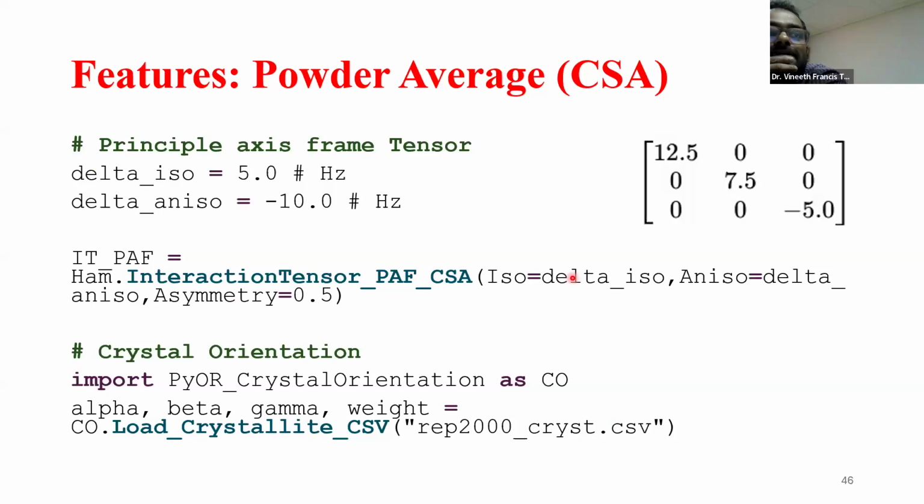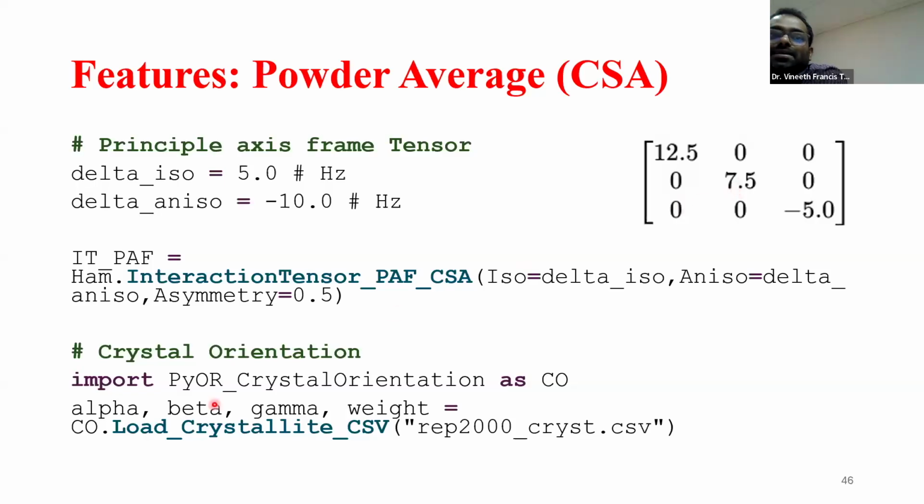Now, the final example: I also implemented solid state. It is still under testing. Though I implemented it, I want to see if there are any bugs inside. So this is an example of CSA powder averaging. Here you can use the function defined in the Hamiltonian class to create the principal axis frame CSA tensor. You define the isotropic, the anisotropic, and the symmetry, which will create the principal axis tensor. You can see its matrix form by dot matrix.